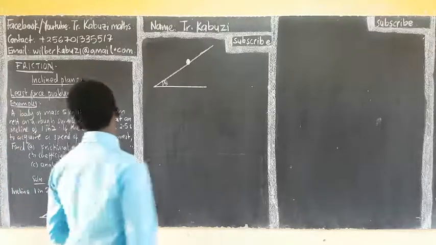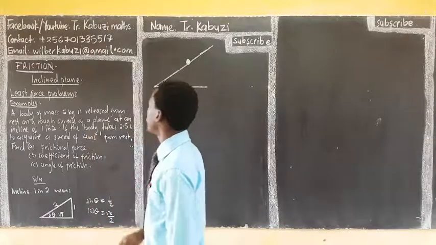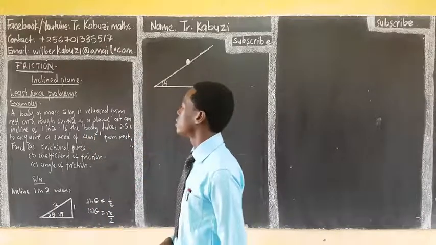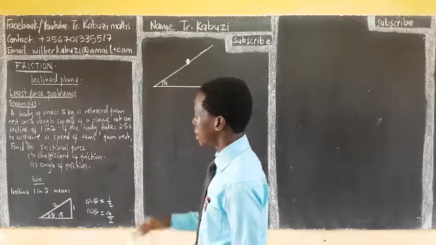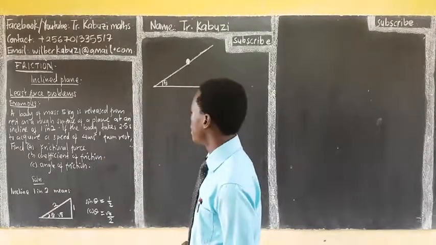So you interpret that first. If the body takes 2 seconds to acquire a speed of 4 meters per second from rest, find the frictional force and the coefficient of friction, then the angle of friction.